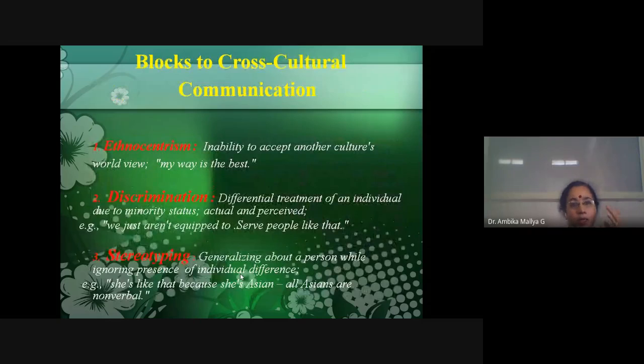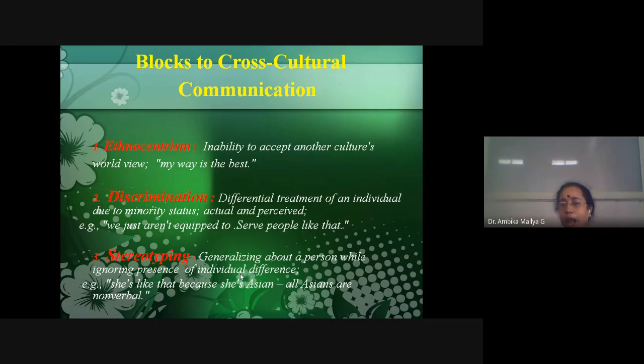Next, what blocks us to connect with each other across cultures? These are certain blocks, roadblocks or barriers. See, what do you mean by barrier? A barrier is like a gate or a door. If the door is closed, can you enter the room or the house? No. If the door is locked, can you enter? If the gate is locked, can you enter the courtyard? No. So these barriers are invisible roadblocks when it comes to communication.